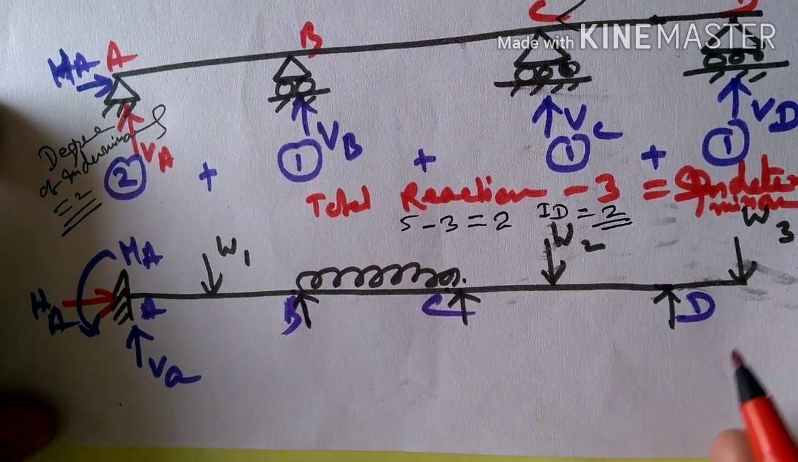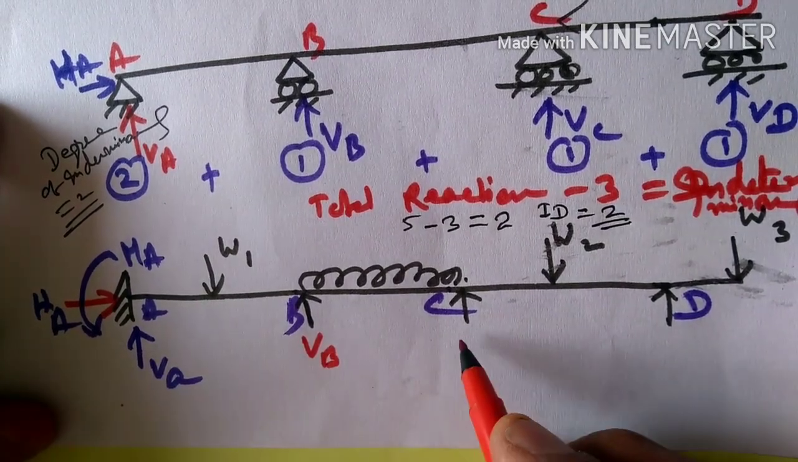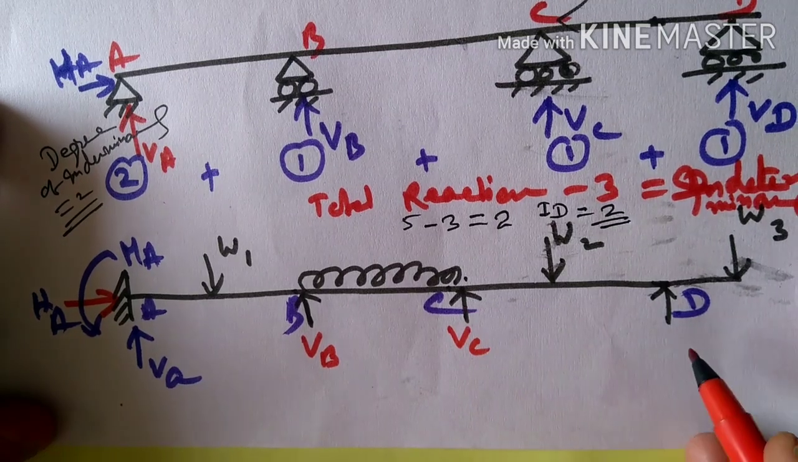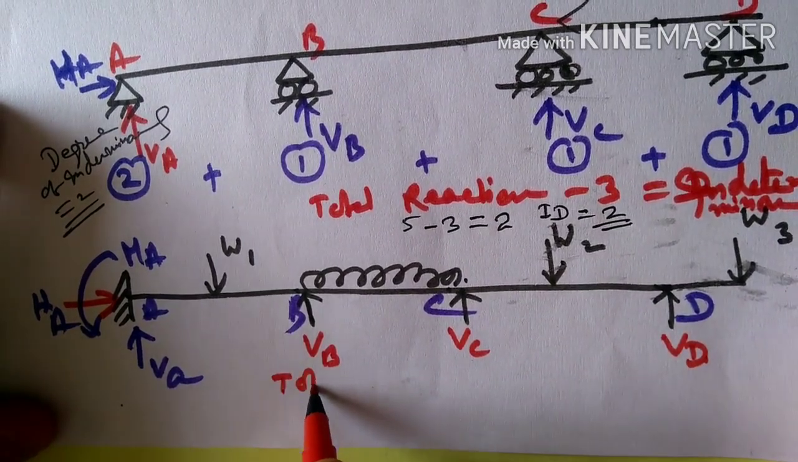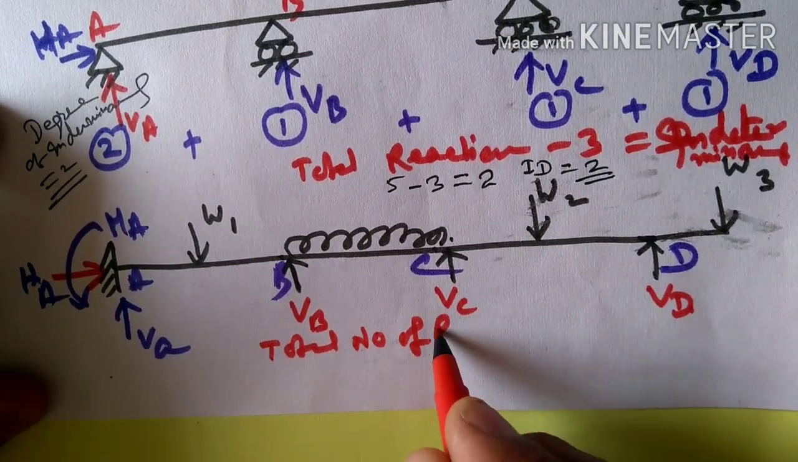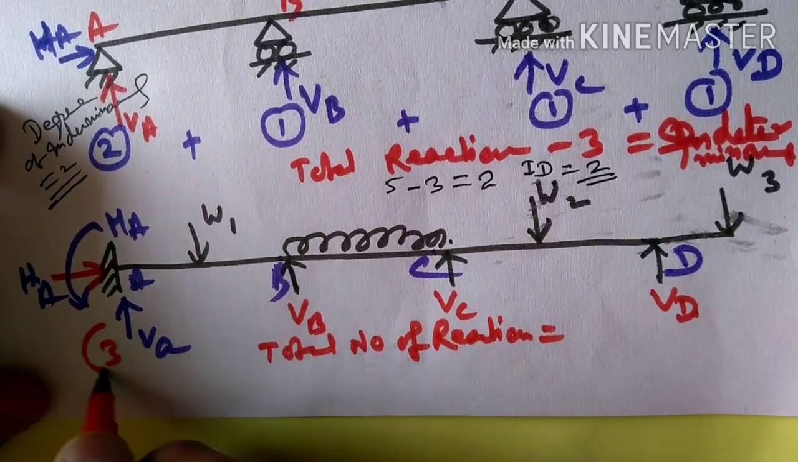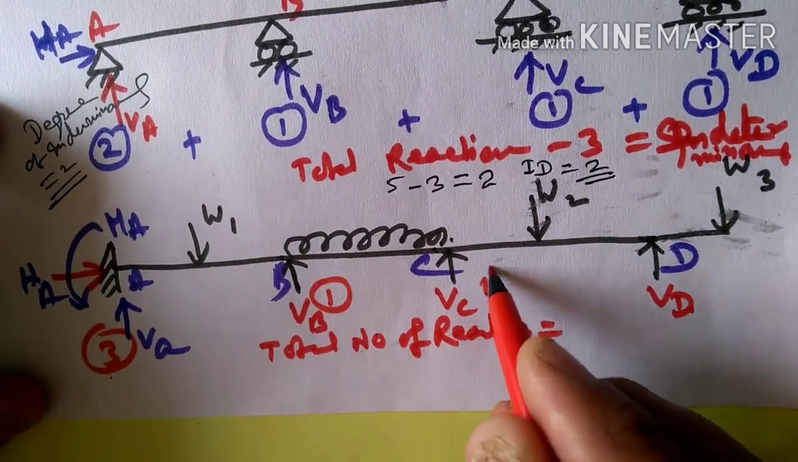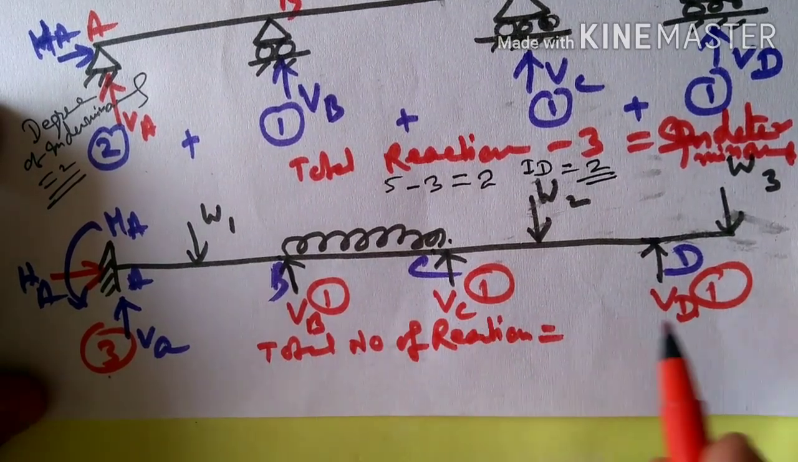And here VB, vertical reaction; VC, vertical reaction; and vertical reaction at D. So total number of reactions you will get here is 3, there is 1, again 1, and again 1. Total is 3, 4, 5, 6.